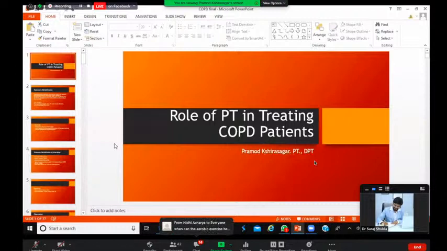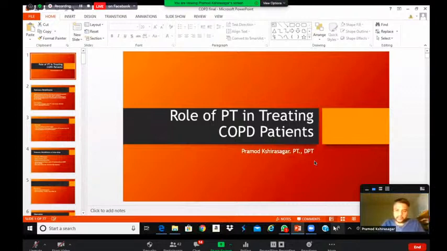I would like to know about any recent advances other than percussion and tapping to clear the chest secretions. Yeah, that's what I just mentioned. They can use techniques like the active cycle of breathing technique, autogenic drainage, or Vibra PEP, which is very important. Vibra PEP is an important tool to clear airway secretions.